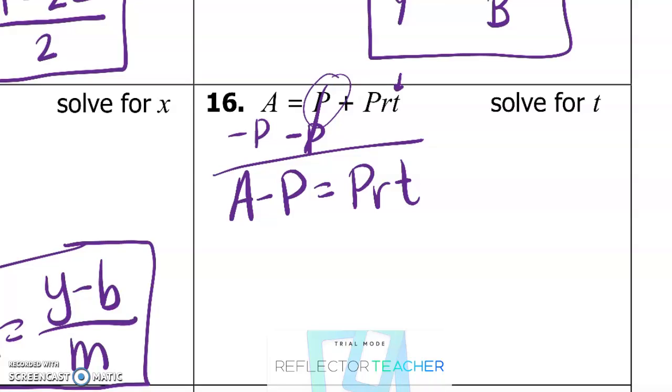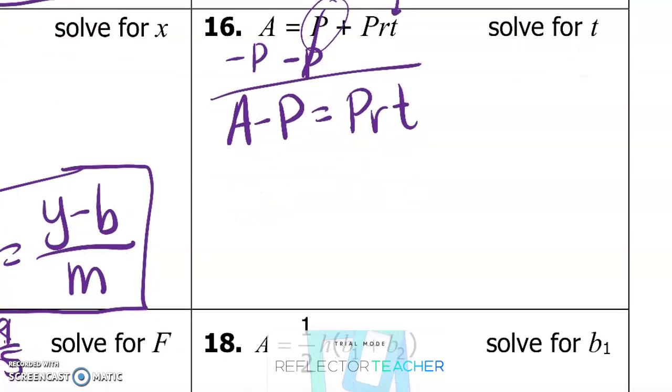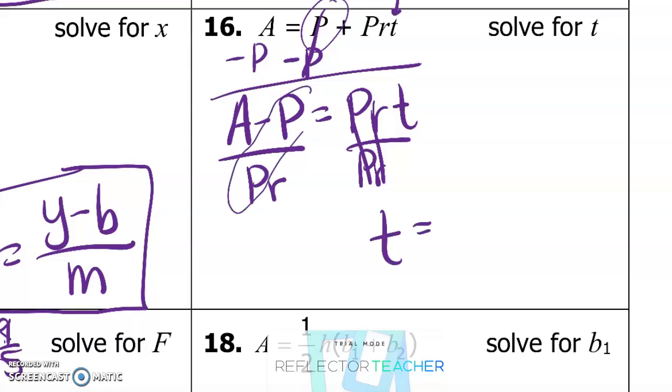We just saw earlier that with PRT, to get t by itself, we divide by both p and r to get them to cancel out. Divide by PR. T equals, a lot of people think that these two can cancel out, but they can't because of this subtraction. If you have addition or subtraction in your fraction, things don't get canceled out like that. So you just need to write it all out. A minus p over PR.